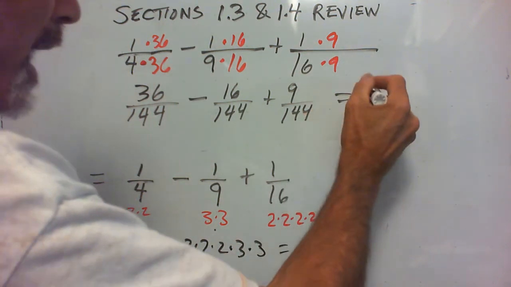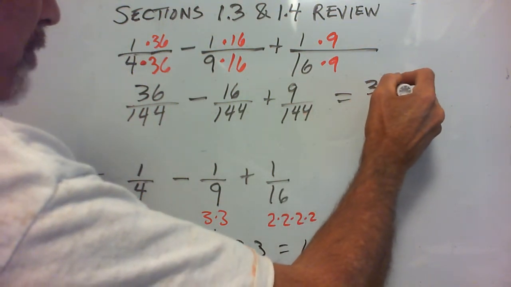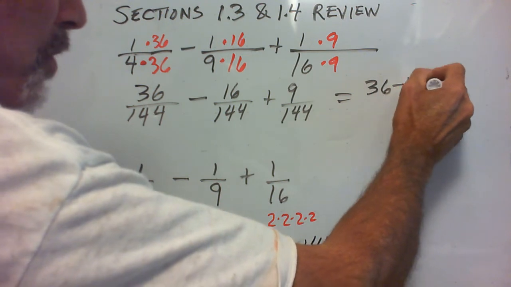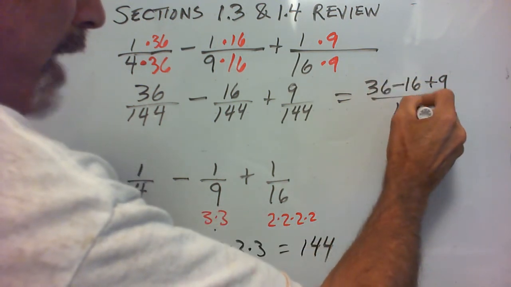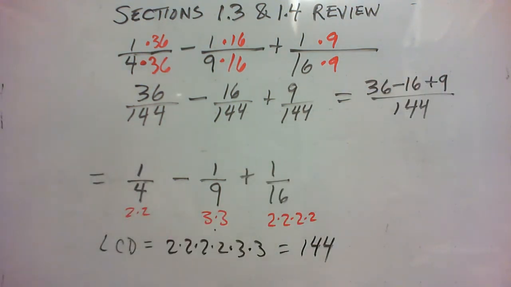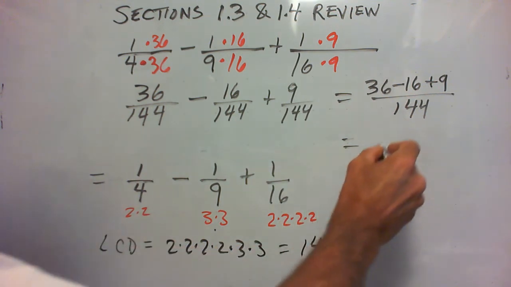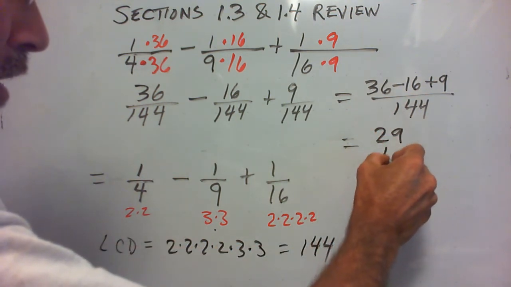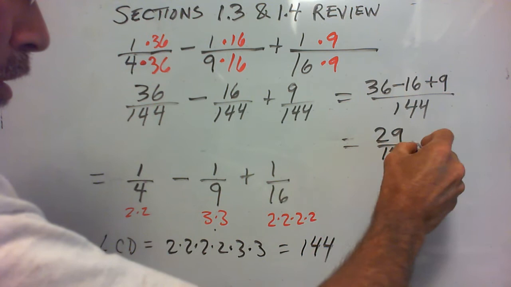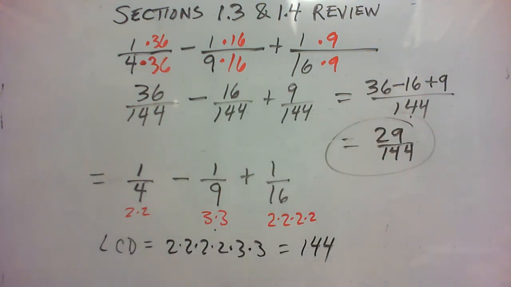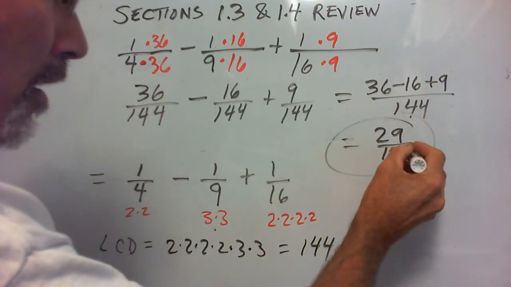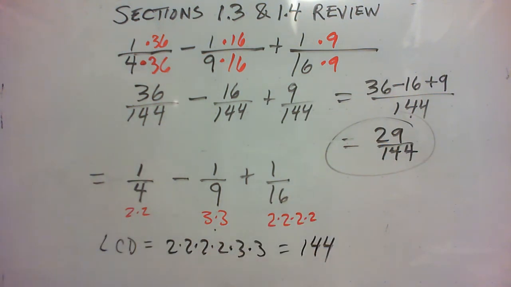So we combine that into one fraction by subtracting and adding the numerators and putting that result over the least common denominator. So we have 36 minus 16 plus 9 over 144, and that makes 29 over 144. And that's our answer.